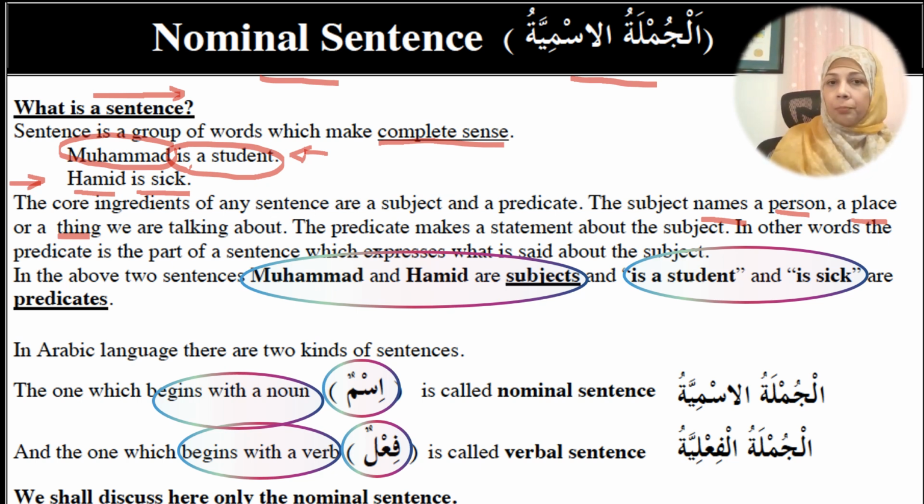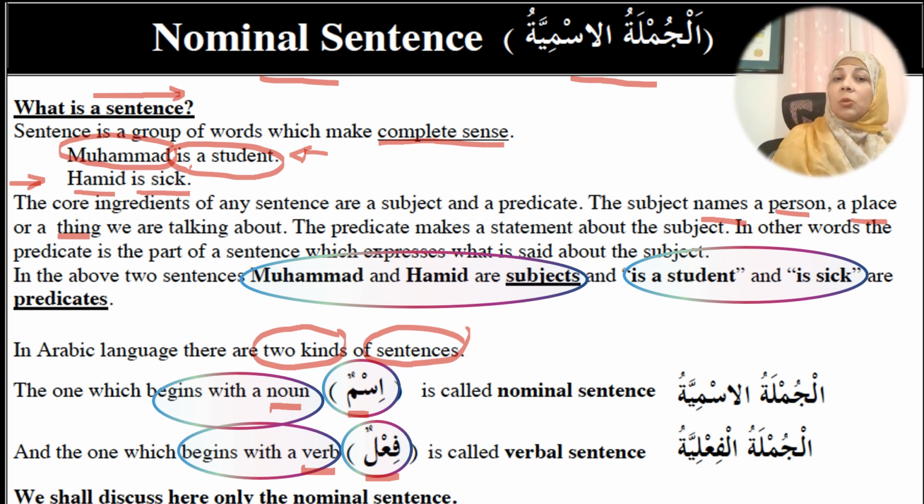who is the subject. So in Arabic too, we are going to look at these two parts of the nominal sentence. We're going to look at the subject and the predicate. Okay? But before that, let's again summarize our two kinds of sentences in Arabic. We said ismun means noun in Arabic. And we said fi'lun means verb. And we said that the sentence which starts with ismun is called al-jumlatul ismiyatu. And we said the sentence which begins with a fi'lun is called al-jumlatul fi'liyatu.